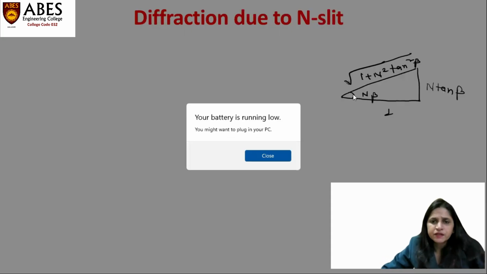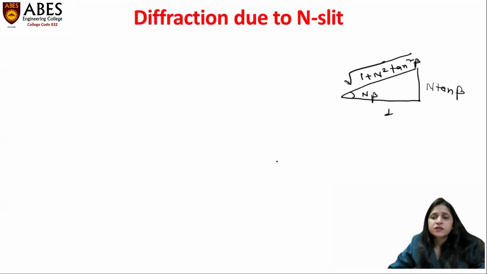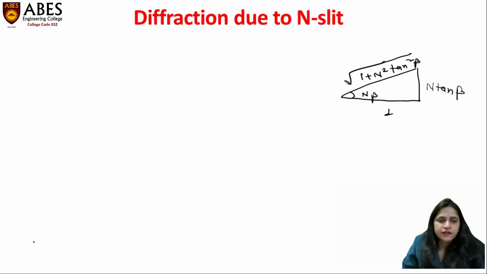Now, why we are making this diagram, you all know. We are making this diagram because finally we have to calculate the intensity, and for intensity again we need to know the value of sine square n beta upon sine square beta, as we calculated for position of principal maxima, where we got the intensity as n square. So here also, with the help of this triangle, we can find out the value of sine n beta.